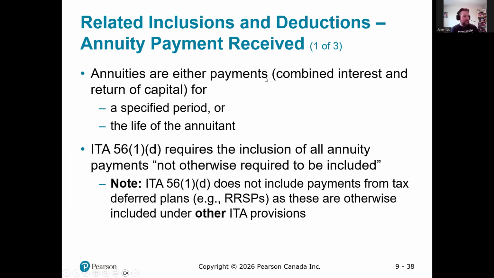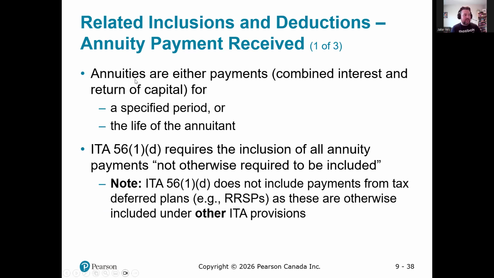So annuities are either payments, combined interest and return of capital, for a specified period or the life of the annuitant. The life of an annuitant is going to go on until you pass away, but there's still usually an expected set number of years. An annuity that goes on forever is actually called a perpetuity.